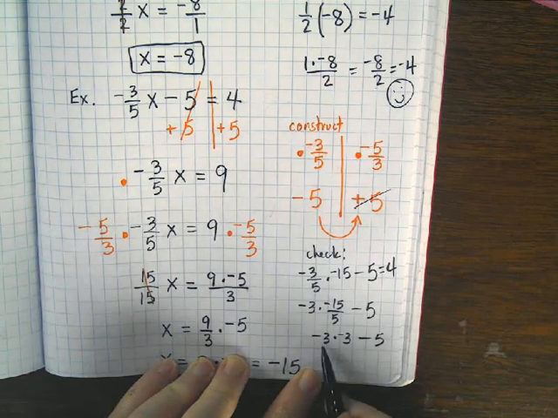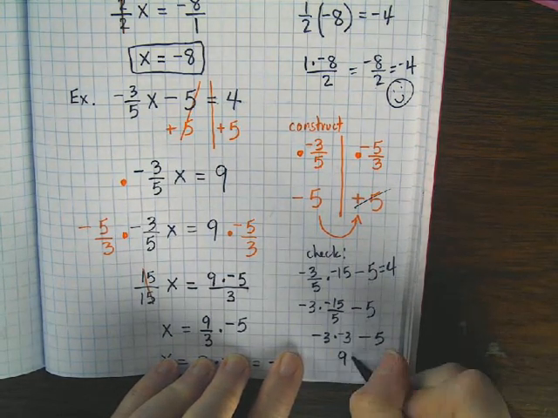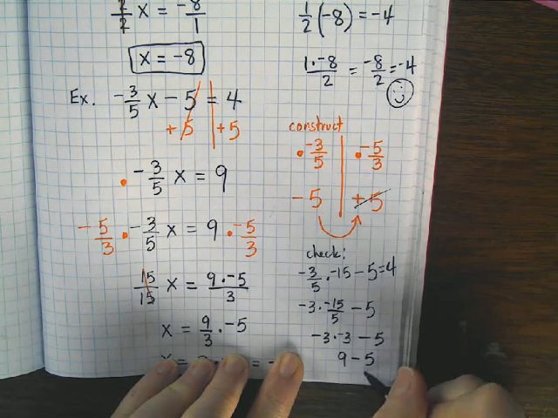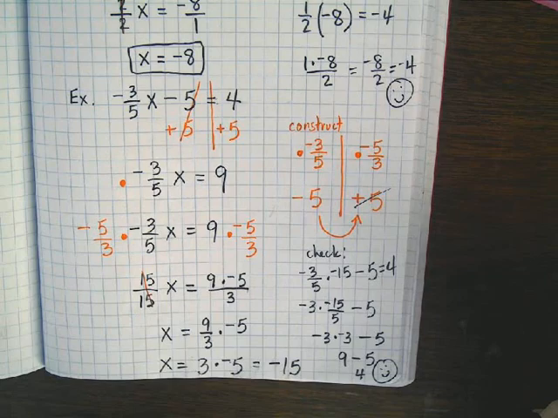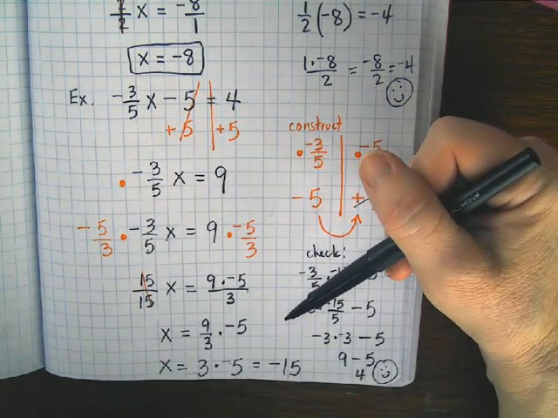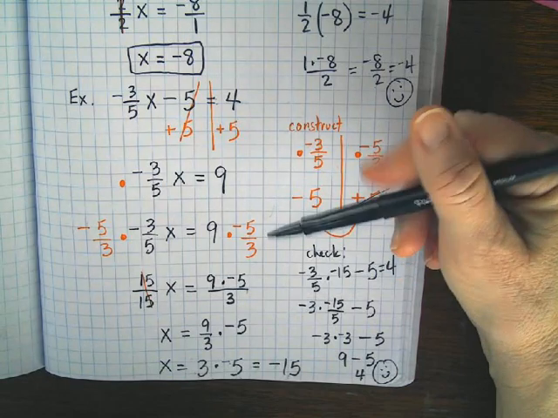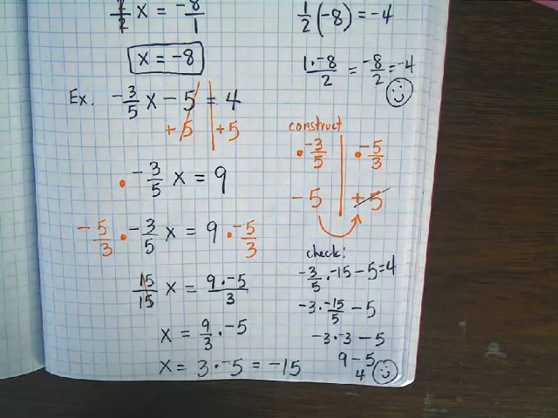What's a negative times a negative? Negative times a negative is a positive. 9 minus 5 is 4. 4 equals 4. Happy face! It worked! All right, so if that was kind of scary, if that was a little daunting, I'm going to show you another way how to do the same problem, but using deconstruction.